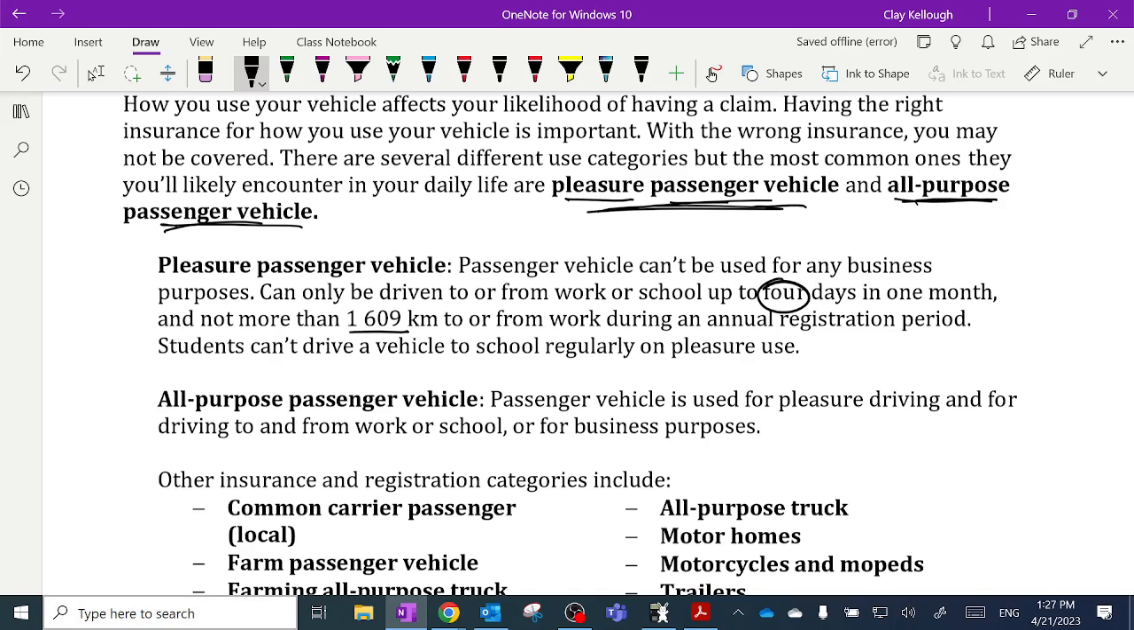What if I just registered it as pleasure and drove to work every day and didn't tell them? Well, if you get into an accident, Autopac does have actual insurance adjuster agents who investigate, and if they find out that you were using it to drive to work every day, they don't have to pay to fix your car.